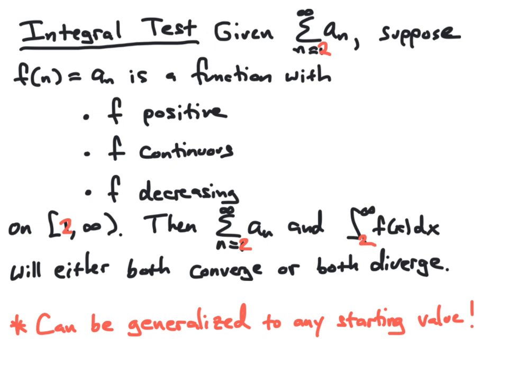Of course, 2 is just another example of a starting point here. We could have a series that starts at n equal to 5, in which case we would look at the interval from 5 to infinity and then make a conclusion about the series from n equal 5 to infinity using the improper integral from 5 to infinity.